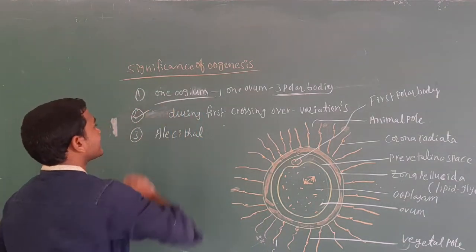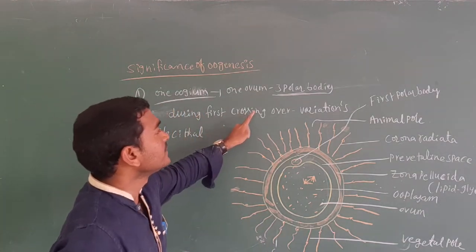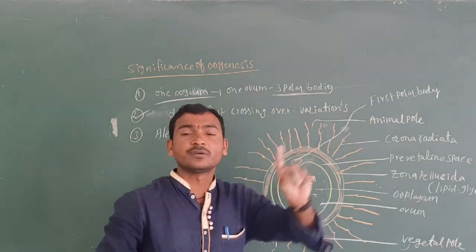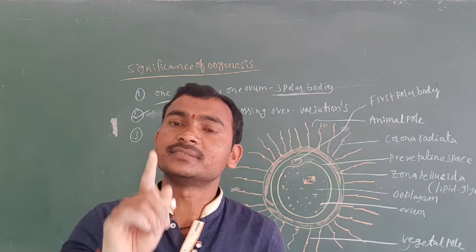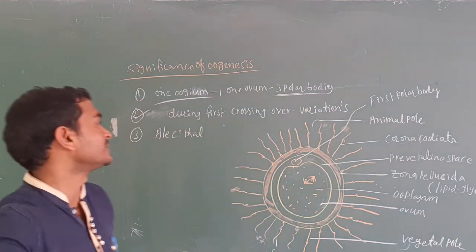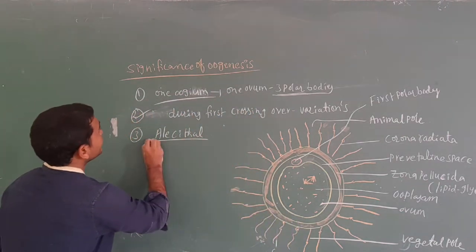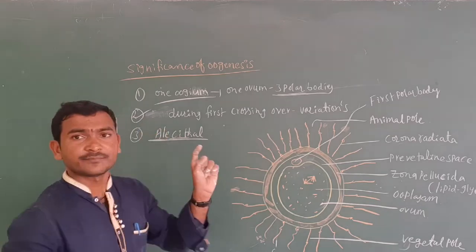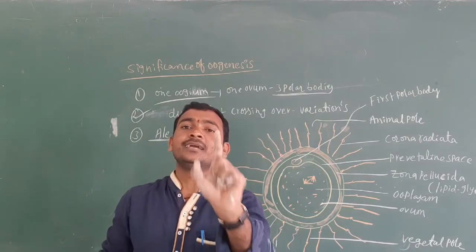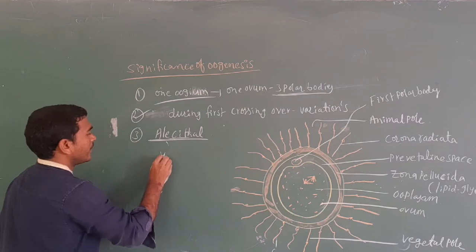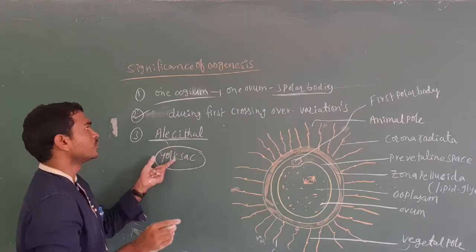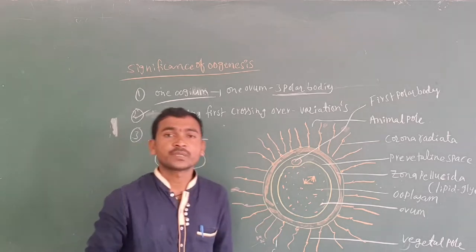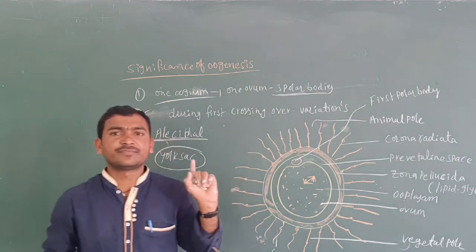So what is the second one? During crossing over in meiosis 1, variations, the differences, will be formed in the child. Next, the secondary oocyte of human is alecithal. Alecithal means the absence of yolk. Due to the absence of yolk, it is called alecithal. This is about the significance of the oogenesis.